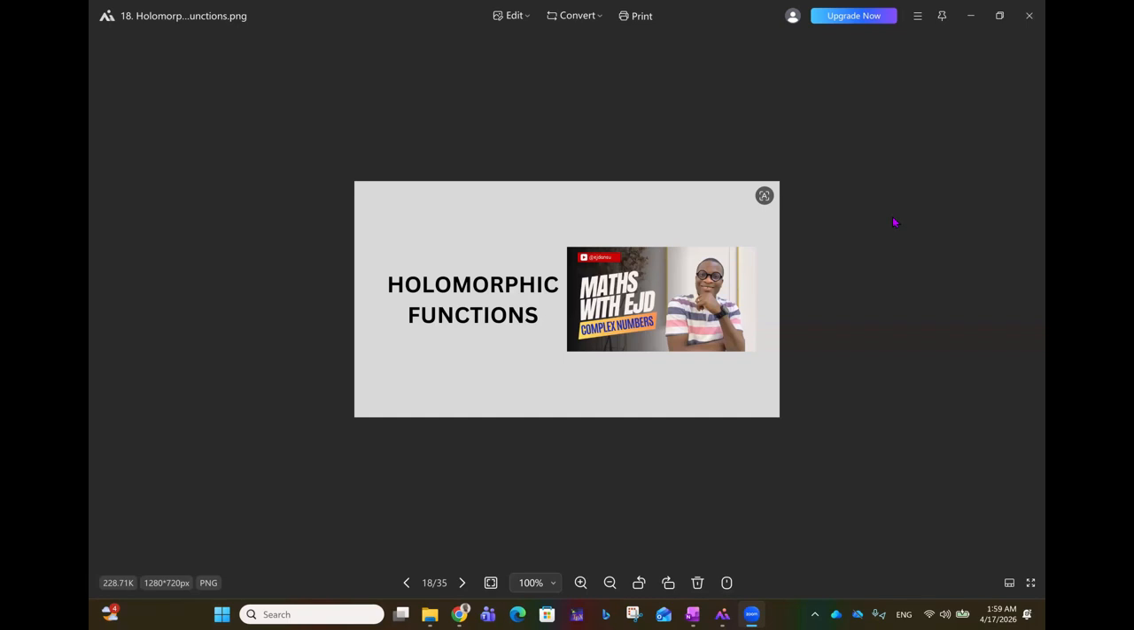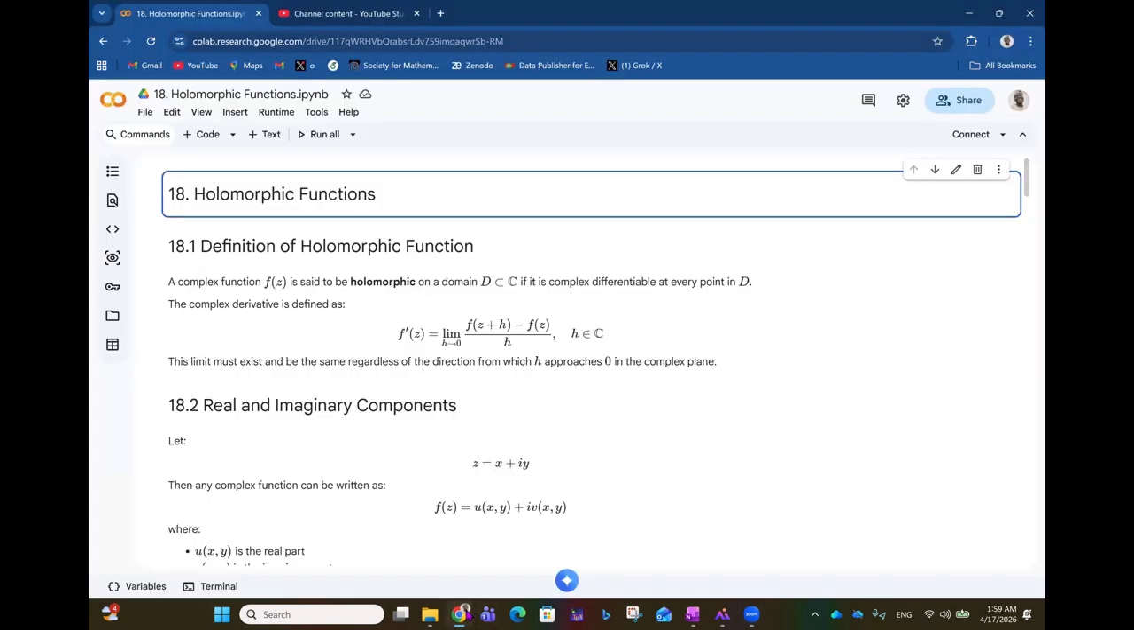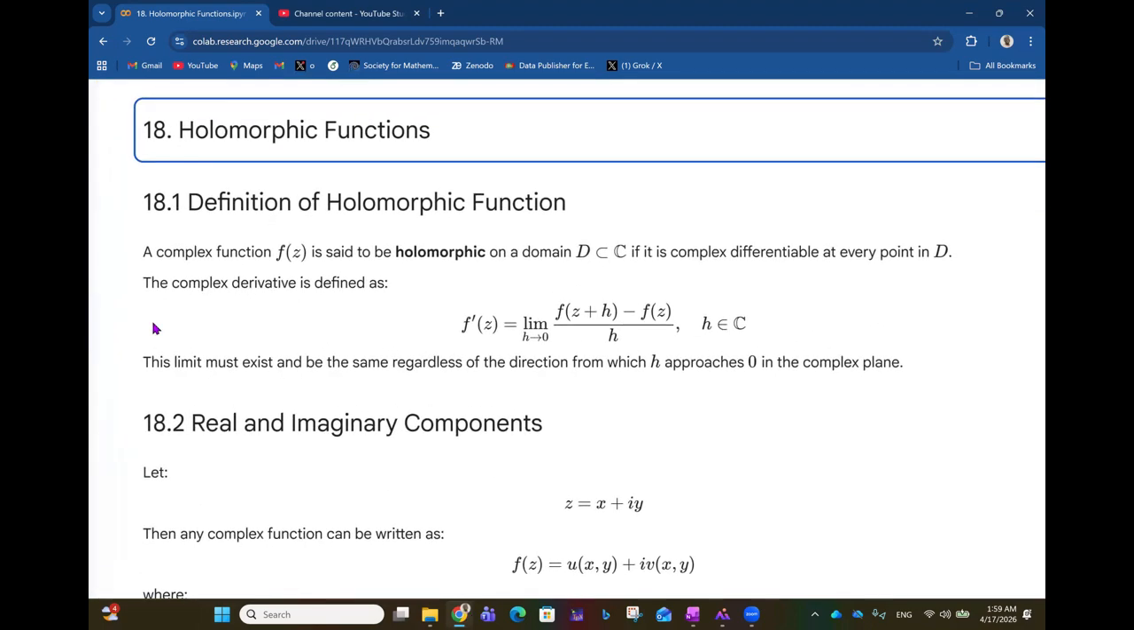In considering complex differentiation, we came across the idea of analytic functions, which happen to be functions that are differentiable in the complex domain. So in this next set of videos, I think three of them, we'll be looking at analytic functions, starting with holomorphic functions.